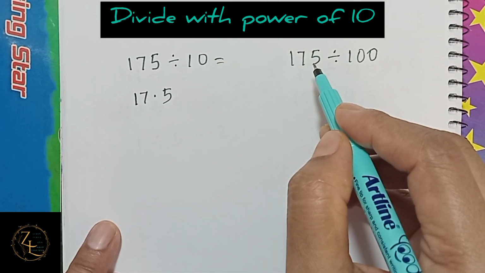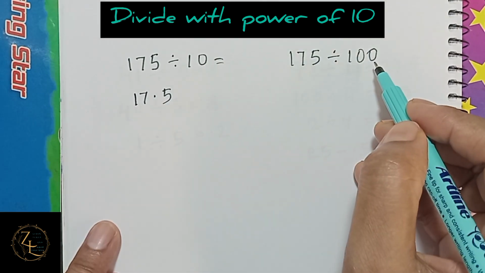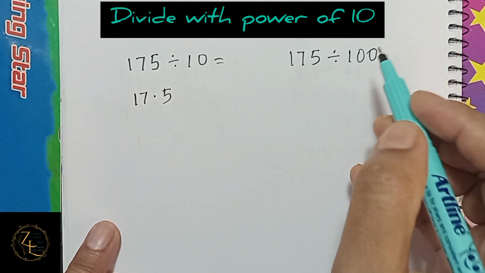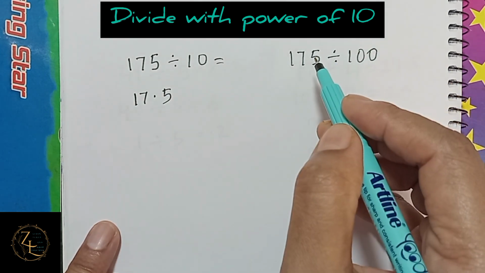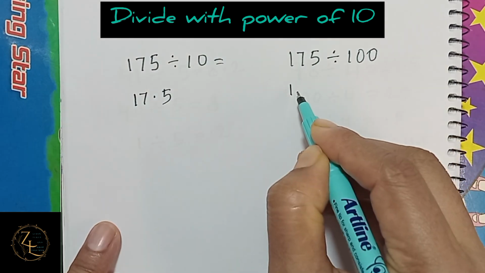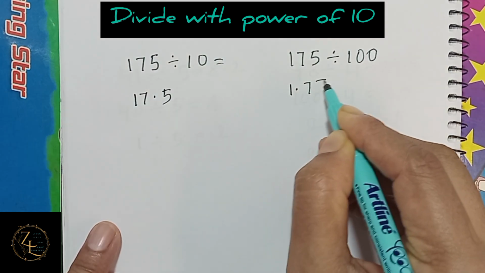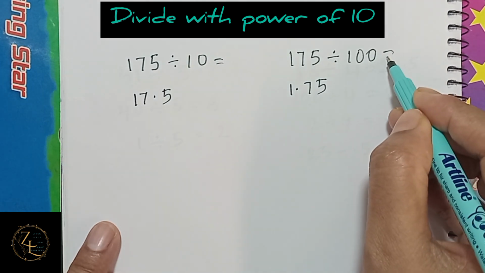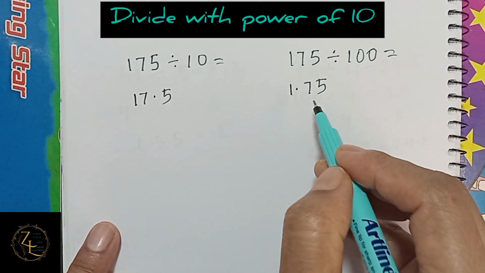175 is divided by 100. Number of 0 in 100 is 2. So this time put the decimal point after two numbers from the right side. 1.75. 175 divided by 100 is equal to 1.75.